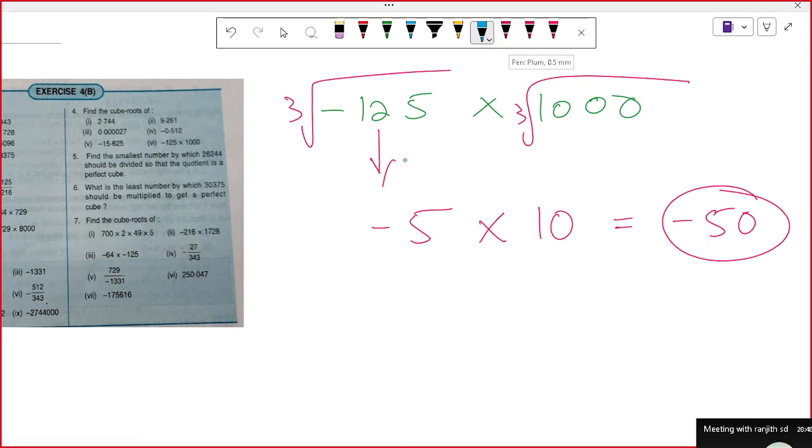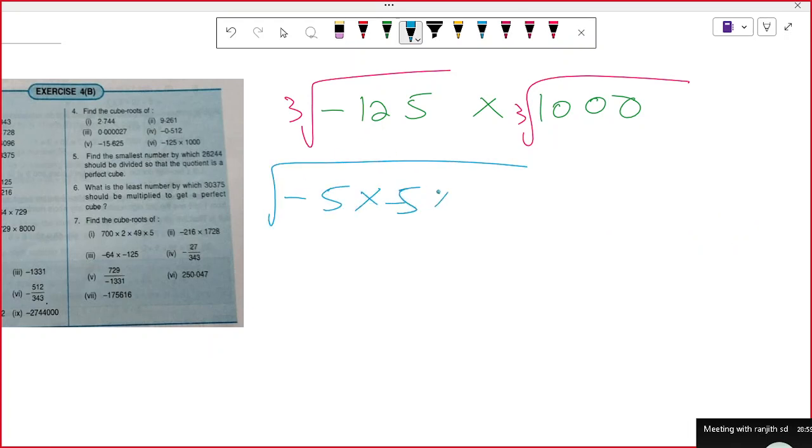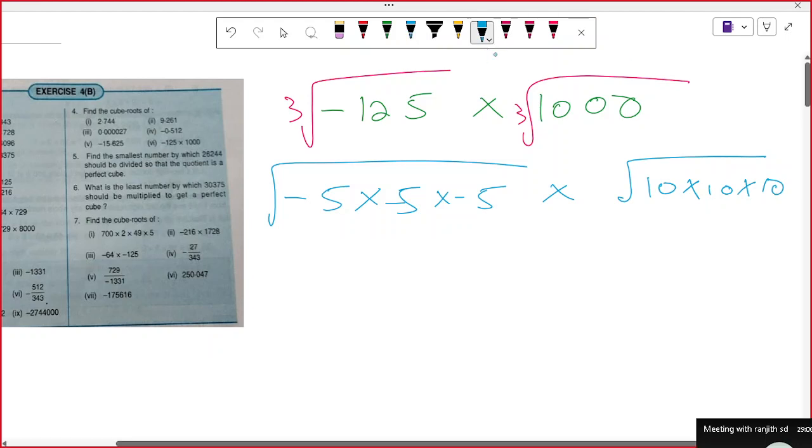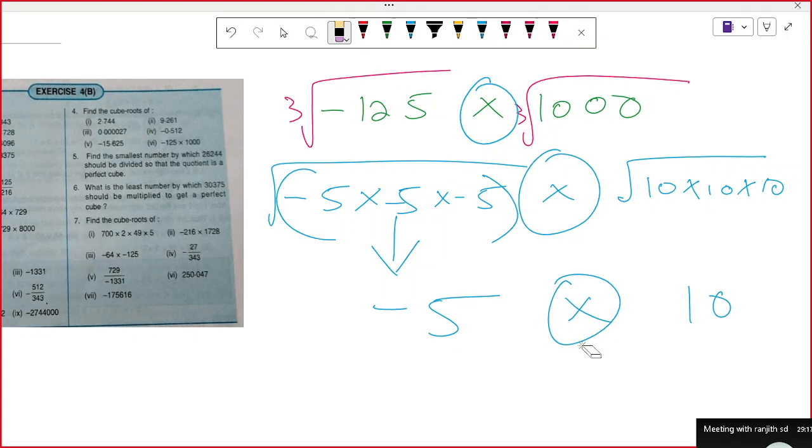This is how you improve in calculation. You start writing for these questions. It's difficult. Okay, let me solve this. Minus 125, when you find the cube root, you get minus 5 three times, multiplied by 10 into 10 into 10. The multiplication sign remains as it is. When you group, you take out only one 5, and from this one 10. So minus 5 into 10 is minus 50.